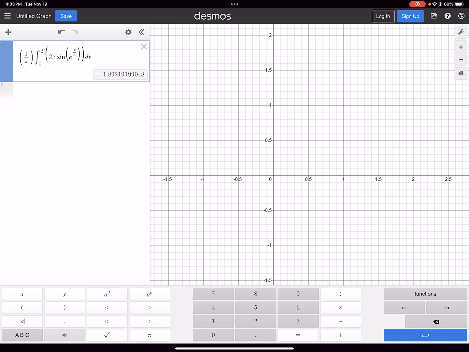Oh, I forgot a plus 1. That's why I was like, why is this so weird? Plus 1. Okay, there we go. So 2.892, whatever. And we round that to 3 decimal places.